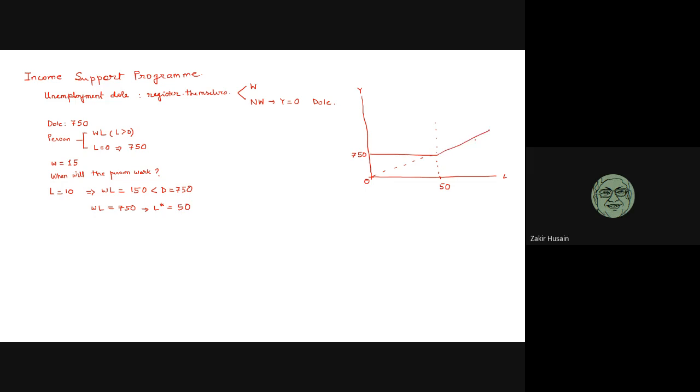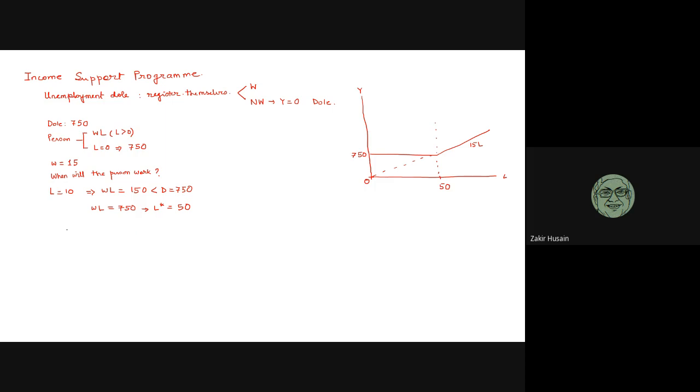So what is this line? What is the slope of this line? 15. So this is 15 into L. So this is 750. After 50, he is going to start working, and it will be 15L.